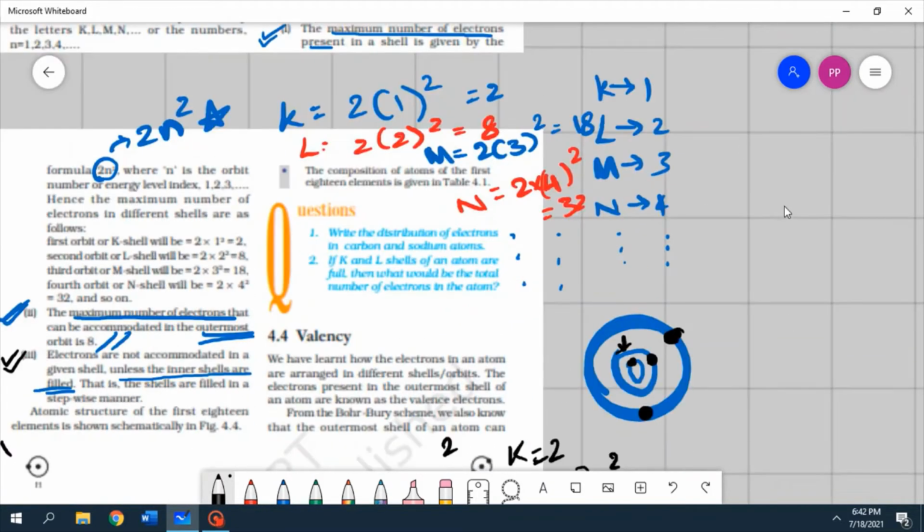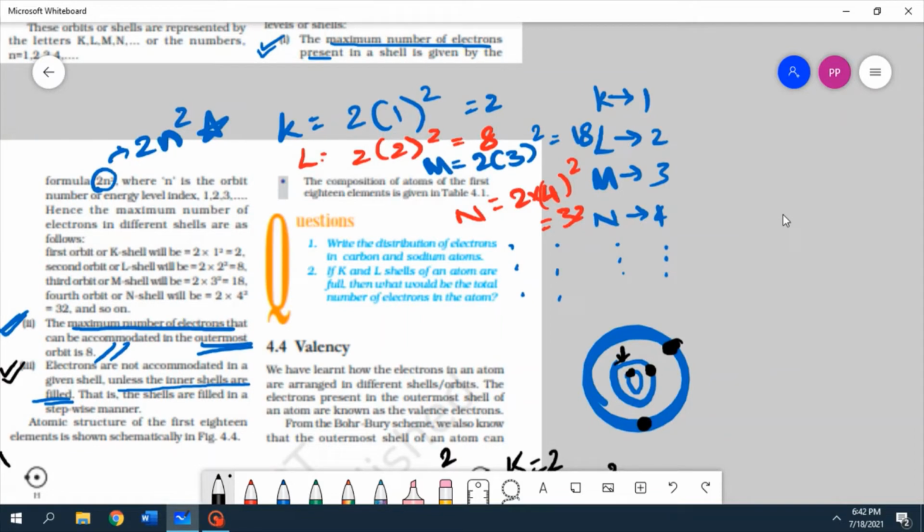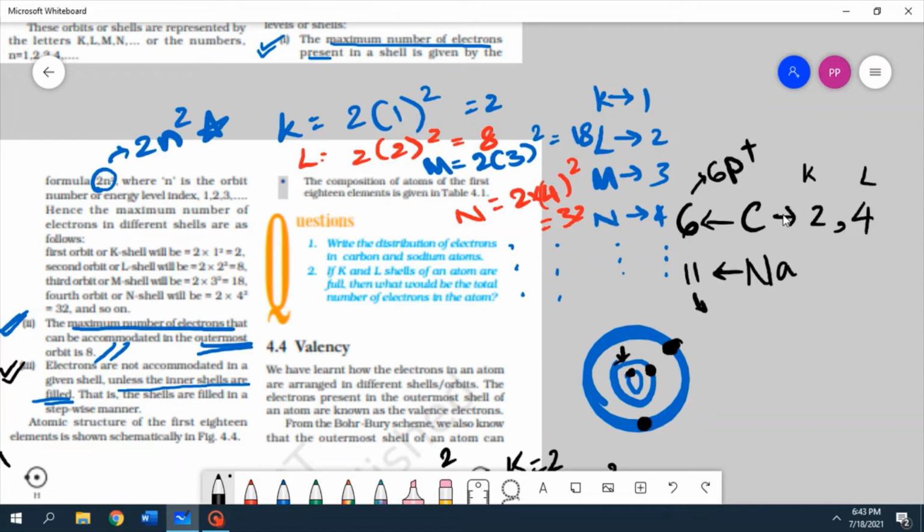And then we have 2 questions. Write the distribution of electrons in carbon and sodium atoms. So for carbon, it would be 2 in the first K shell, comma, that's how we represent this. In the L shell, there would be 4 electrons. This is because the atomic number of carbon is 6, so it should have 6 protons in total. The number of protons is equal to the atomic number of an element.